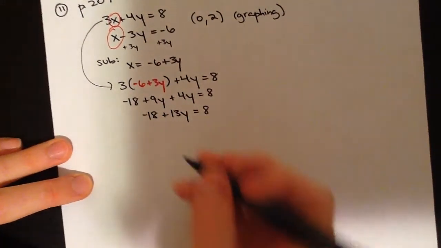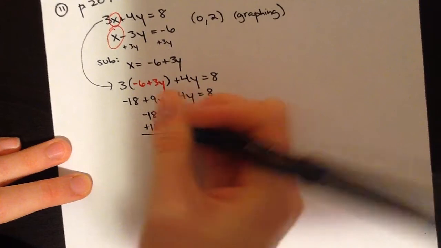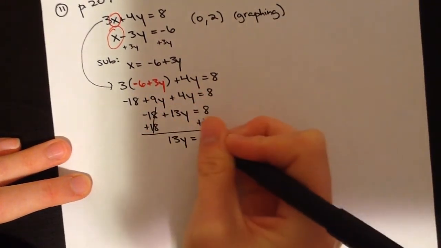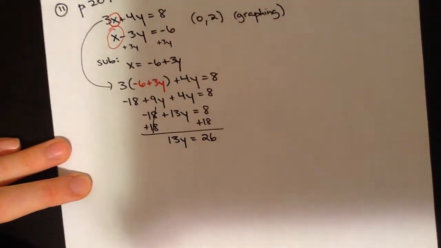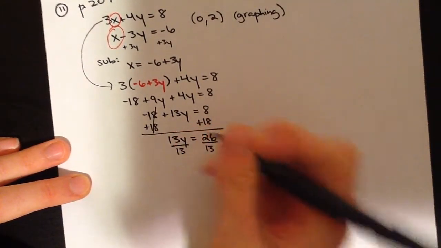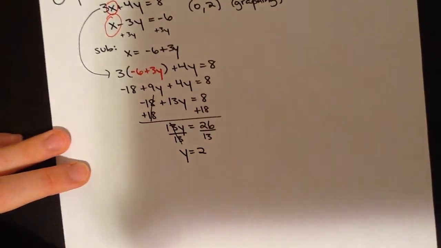Then to get the y by itself, I'm going to add 18 to both sides. Okay, so the 13y is by itself on the left, and then I get 26 on the right. And then to get the y totally by itself, I'm going to divide both sides by 13. All right, so the 13s cancel, so I end up with y equals 2. That is my final answer for y.